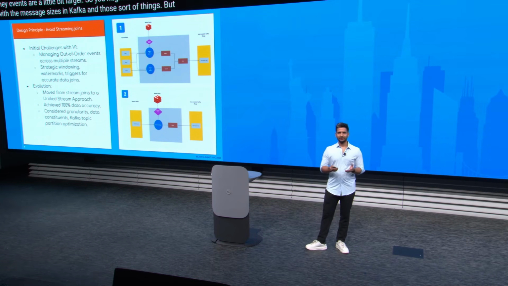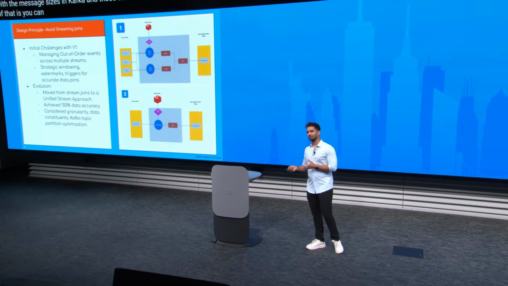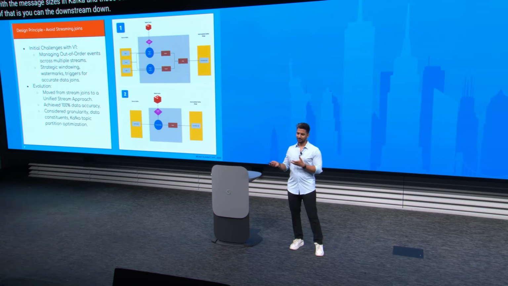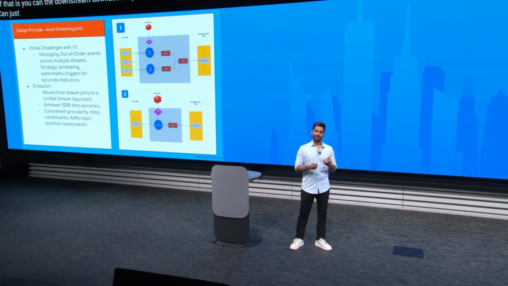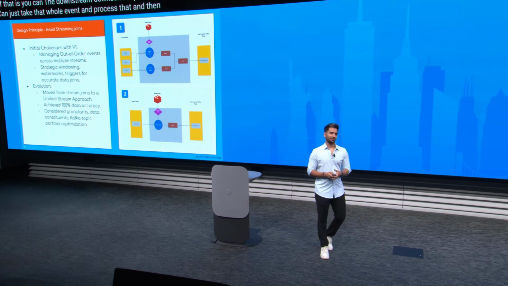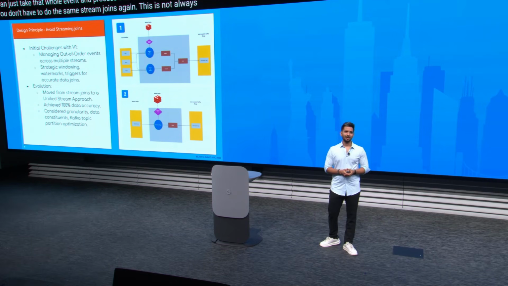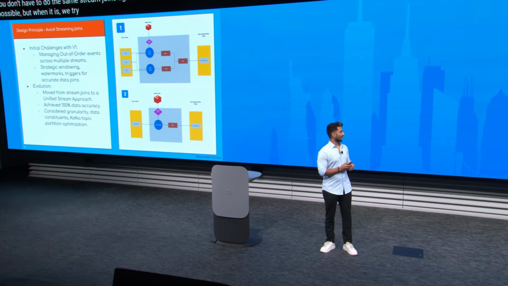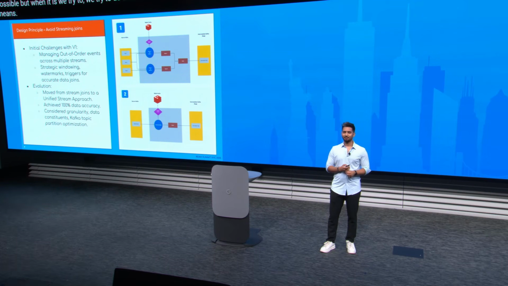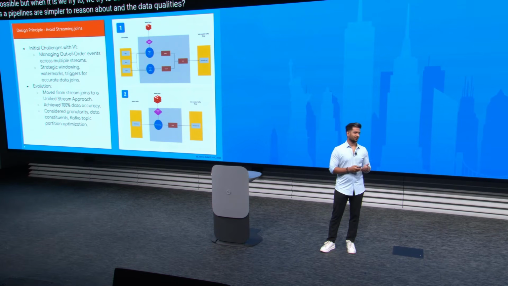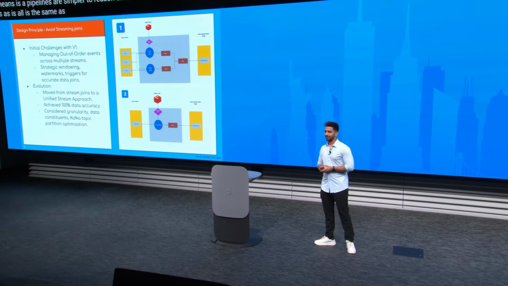But the benefit of that is the downstream processing pipelines can just take that whole event, process it, and then output that, so you don't have to do the stream joins. Again, this is not always possible, but when it is, we try to do that. And what that means is our pipelines are simpler to reason about, and the data quality is the same as a batch pipeline.